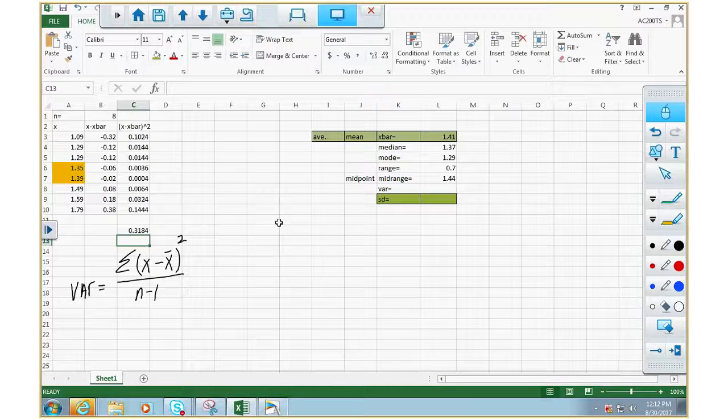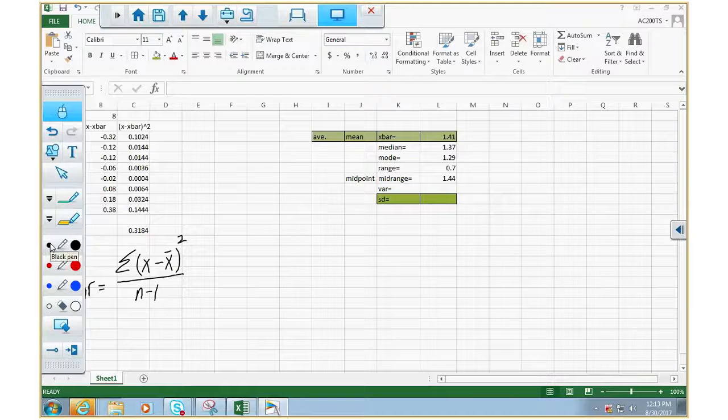So, the numerator of this formula is 0.3184. What is n? Is 8, right? What's 8 minus 1? And whatever that is, that gives you your variance.